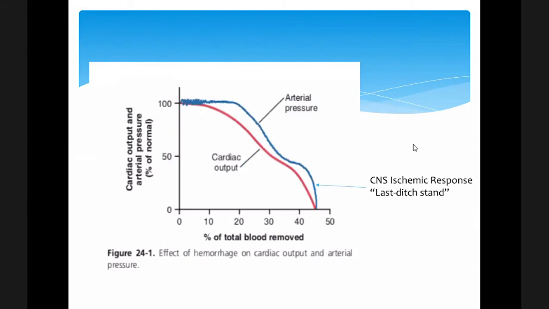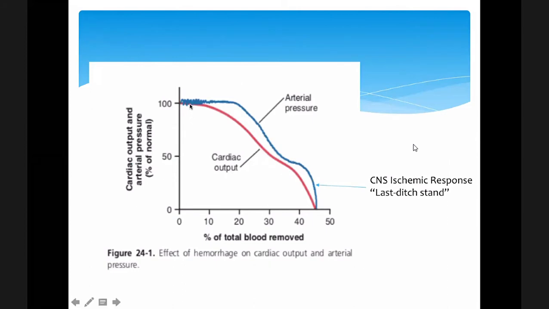So, in order to understand shock, kailangan nyo maintindihan yung graph na to. Ito yung amount of volume removed, and we look at what will happen to the cardiac output, arterial pressure. So both, whenever there is a drop of blood volume, there's also a drop of both the arterial pressure and the cardiac output. So if we compare the two, parang mas grabe yung pag-drop ng cardiac output as compared to arterial pressure.